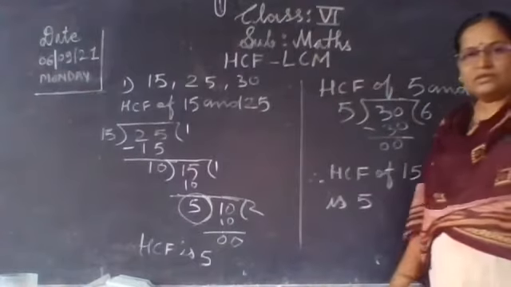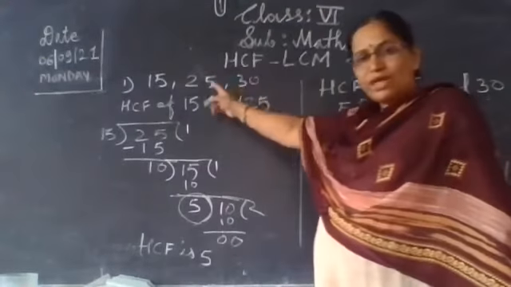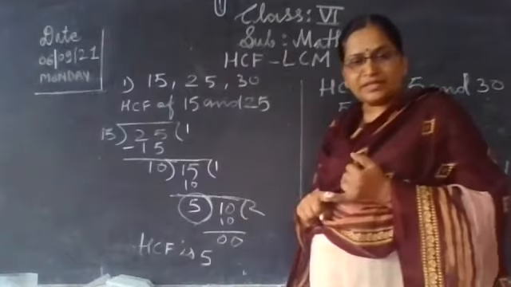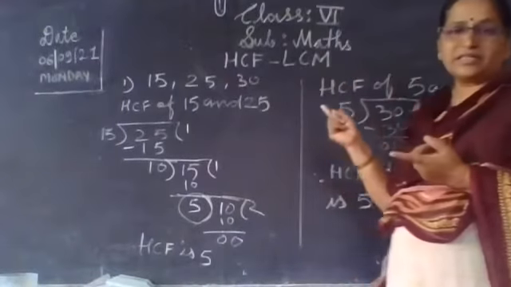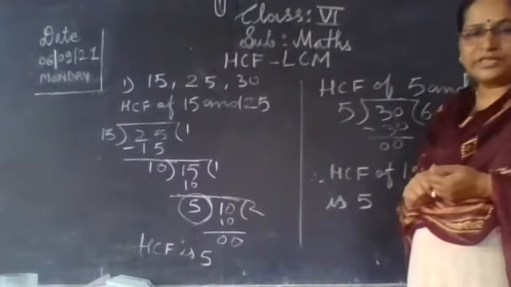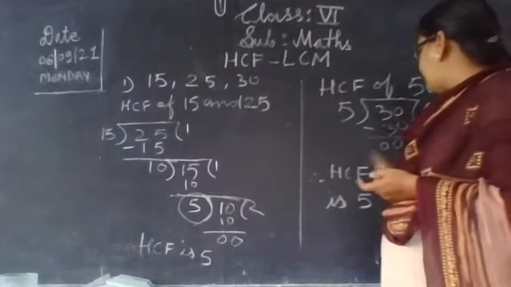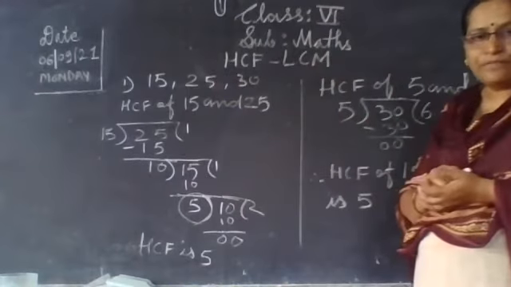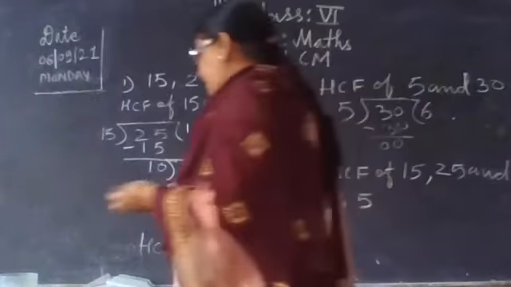Got it, beta? Now see, first you have to find the HCF of any two numbers, then take that HCF and the remaining third number. Got it, children? That HCF is the HCF of the given numbers. Okay? So let's see one more example, beta.